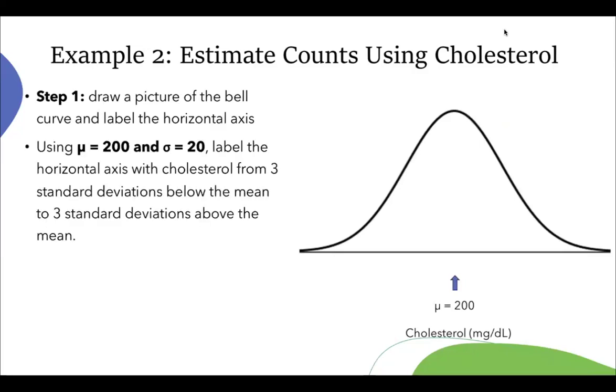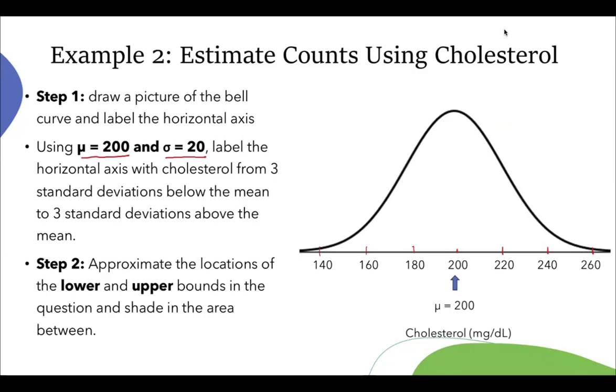So labeling the horizontal axis, 200 in the center and 20 for a standard deviation. We can do 3 standard deviations on the right and 3 on the left. So 220, 240, 260, and then 180, 160, 140. The lower and upper bounds in question: the lower bound was 230. The question said more than 230, so it's going to go to the right of that, and that's going to take it to an upper bound of positive infinity or positive E99.